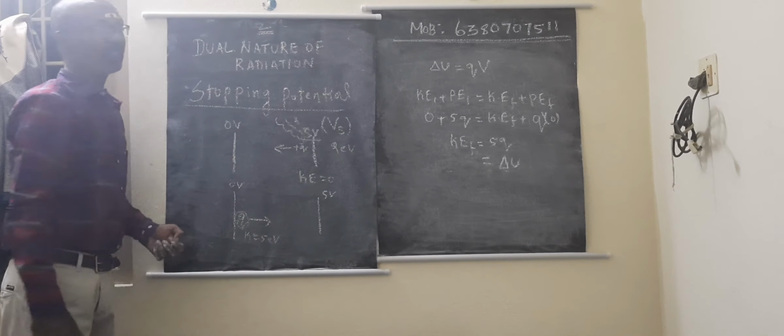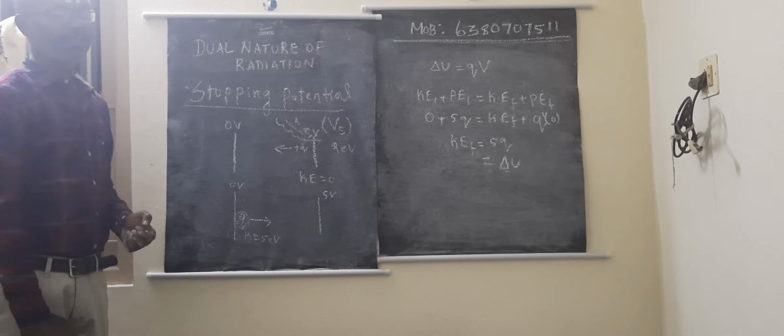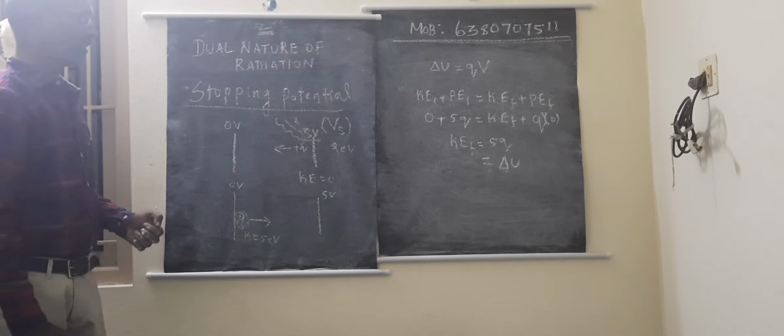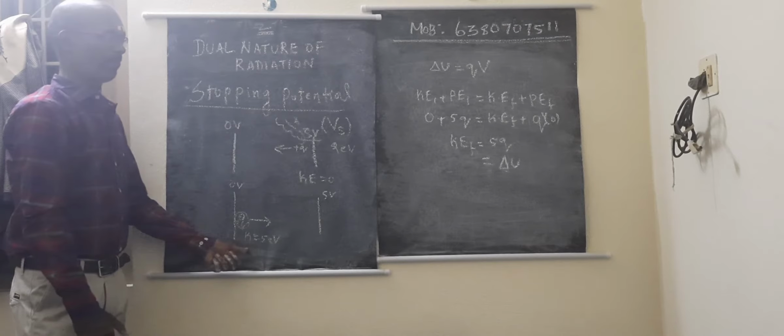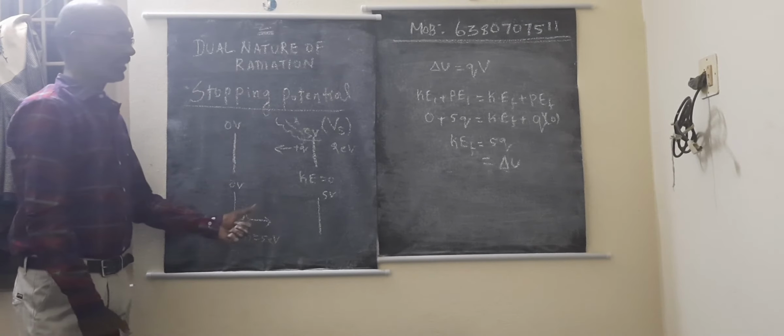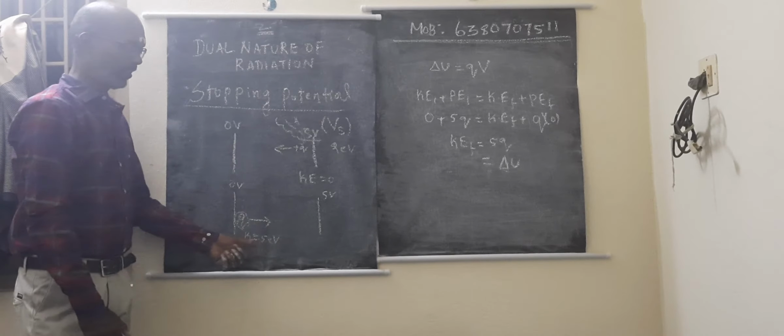For that, how much potential is supplied? That potential is called stopping potential. So we will see some examples and understand clearly what stopping potential is.